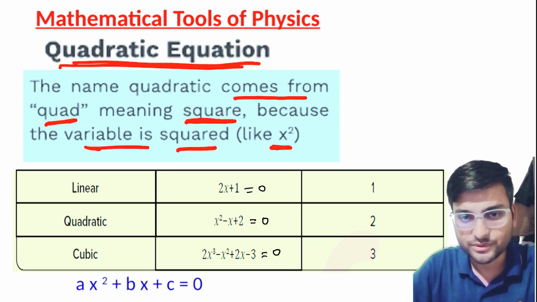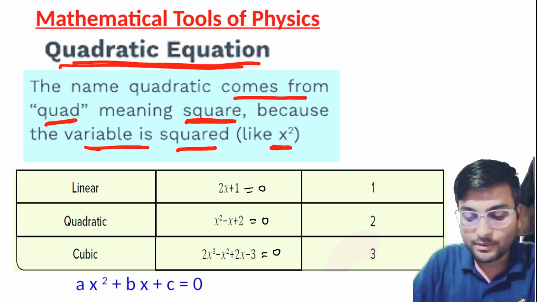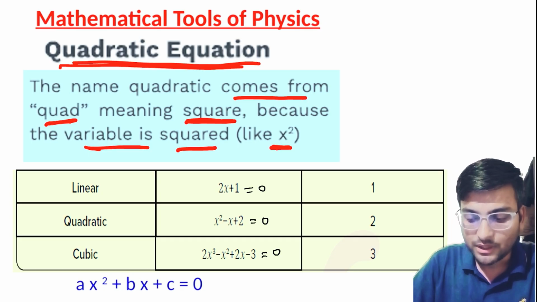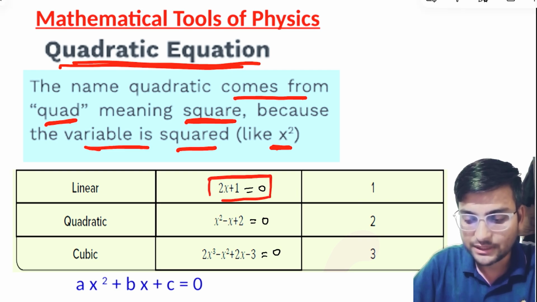Such an equation is called a quadratic equation, children, okay. And if I ask what a linear equation is, a linear equation is nothing but ax plus 1 equal to 0. This equation we can say is a linear equation.